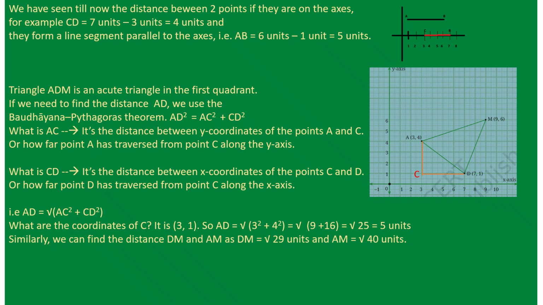If you can see very well, this is C and this is D. So the D is 7 units from the x-axis. C is 4 units from the x-axis. So the difference between the two gives the length of the line CD.